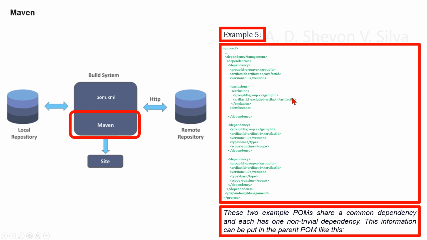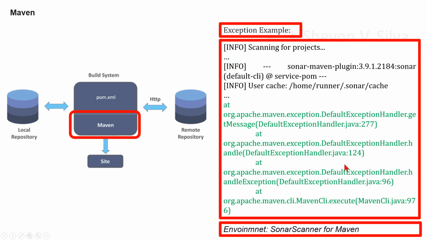So this is the parent form. As an exception example, we can consider this one occurred in an environment with Sonar scanner for Maven. Here you can see scanning project, etc. And here you can see org.apache.maven.exception, DefaultExceptionHandler, getMessage here, etc.